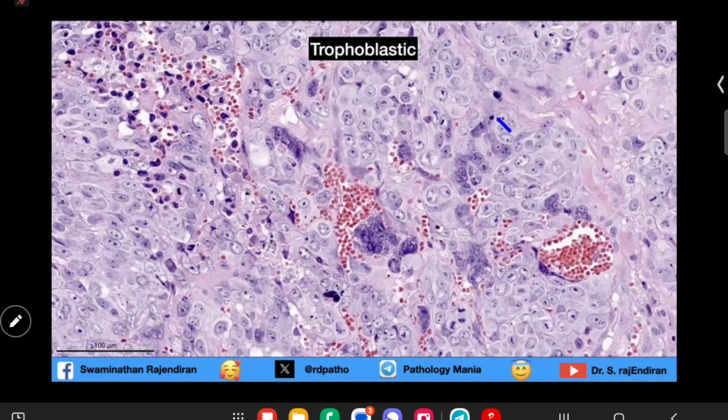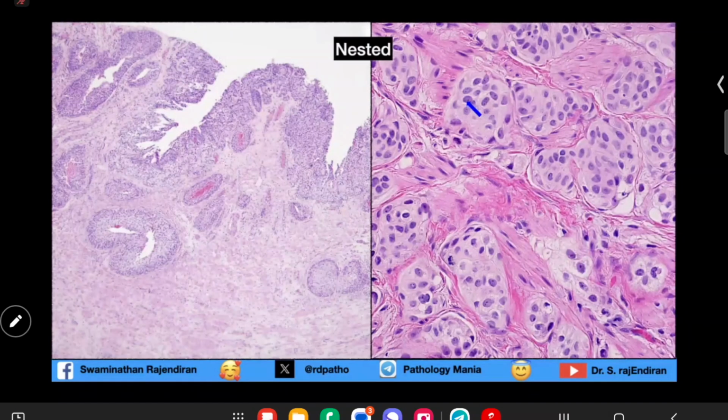This is urothelial carcinoma with the trophoblastic differentiation. You can see the syncytial trophoblast and cytotrophoblasts in this tumor. This is a nested variant. Nested variant is a special type in urothelial carcinoma, where you can see small nests of very bland looking cells going very deep into the muscle layer.